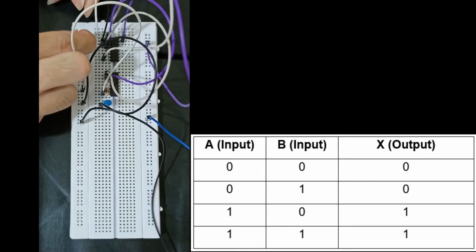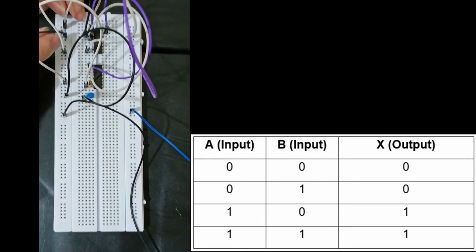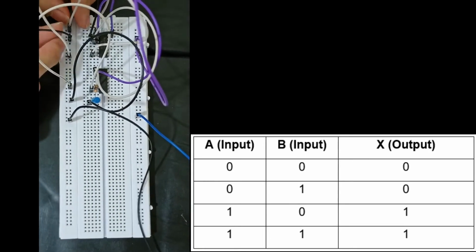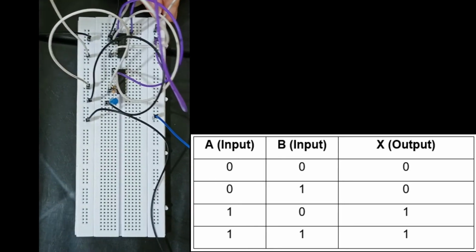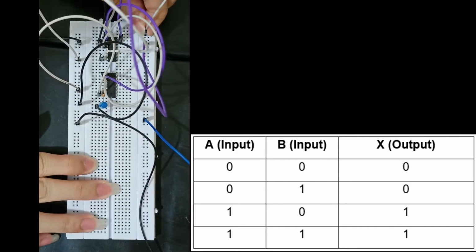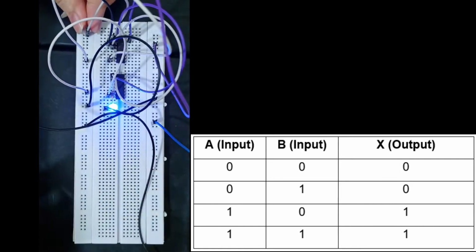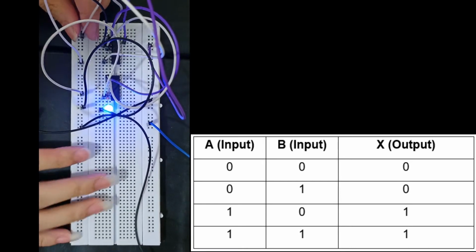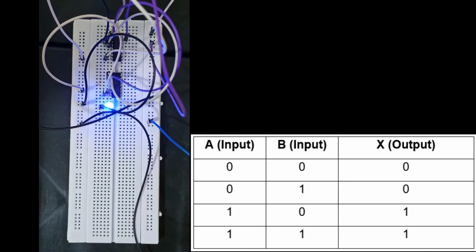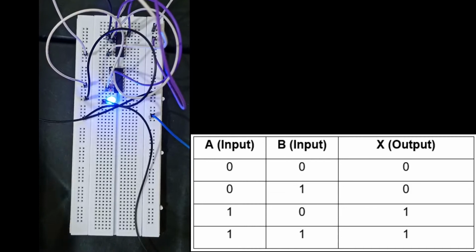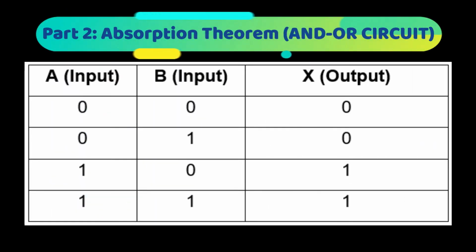For both inputs of 0, the output will be off. Then, we put the input B to 1, the output will be off. For inputs 1 and 0, the output will be on. If both inputs are 1, the output will be on. And here are the results.